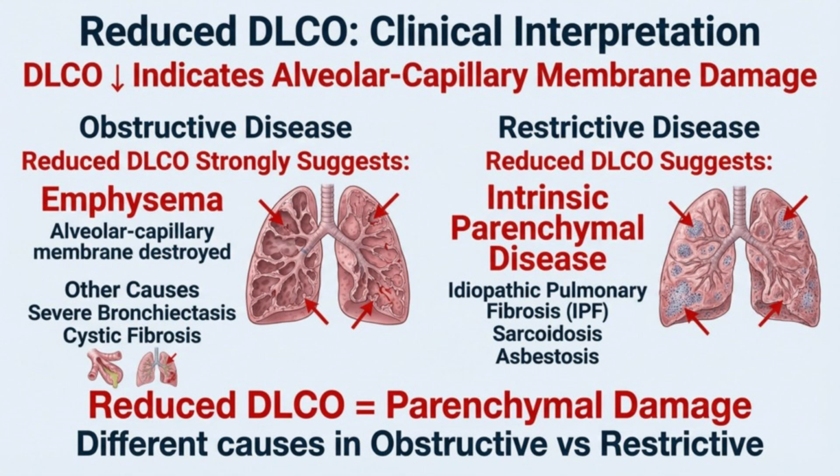Now reduced DLCO. In obstructive disease, a reduced DLCO strongly suggests emphysema because the alveolar capillary membrane is destroyed. DLCO can also be reduced in severe bronchiectasis and cystic fibrosis. In restrictive disease, a reduced DLCO suggests intrinsic parenchymal disease. Think idiopathic pulmonary fibrosis, sarcoidosis, and asbestosis.